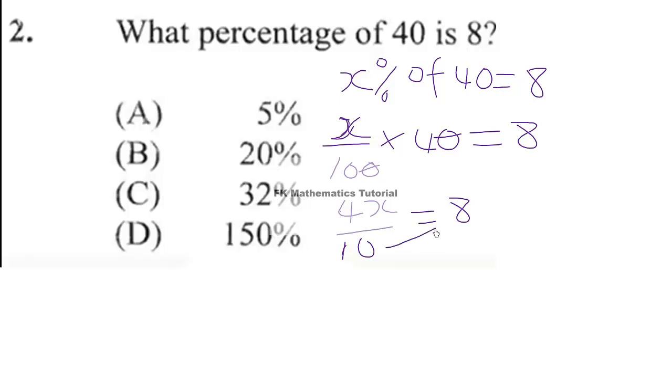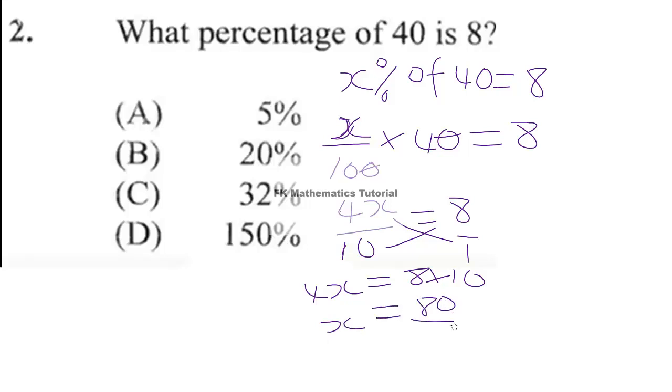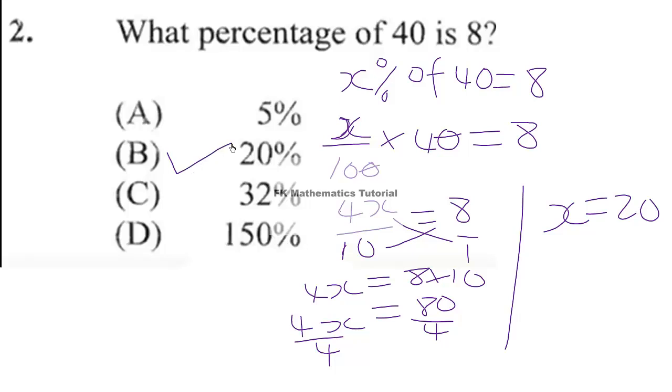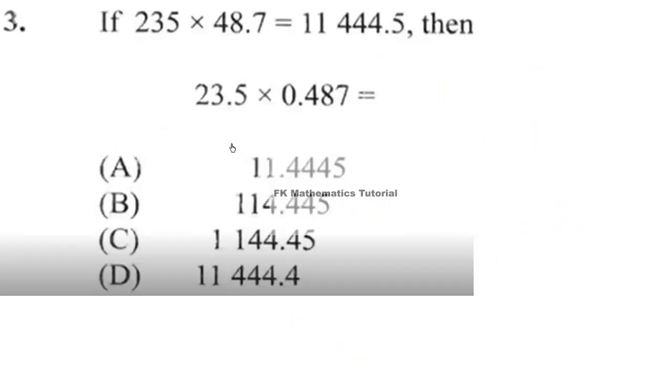We can cross multiply. So this will multiply this. This also multiply this. So we have 4x is equal to 8 times 10. So x will be equal to 80 over 4 when you divide both sides by 4. And 80 over 4 is the same as 20. So 20% of 40 is equal to 8. So the correct answer is B. 20% of 40 is 8. Okay, so we move to the next question.